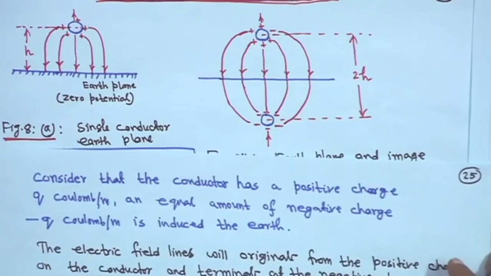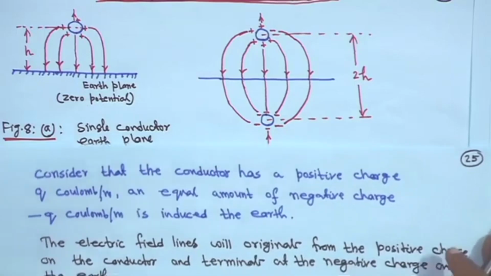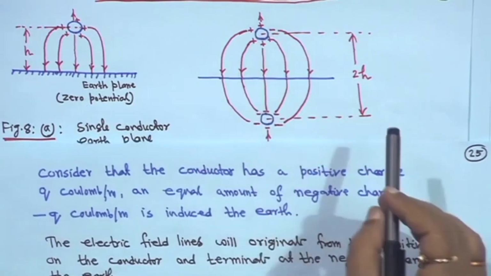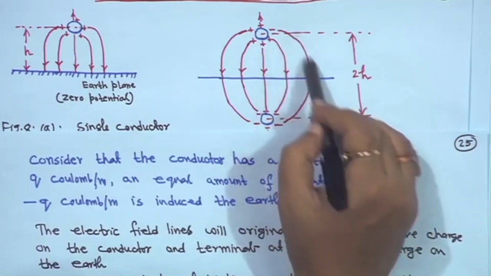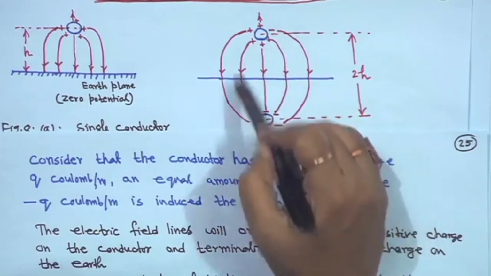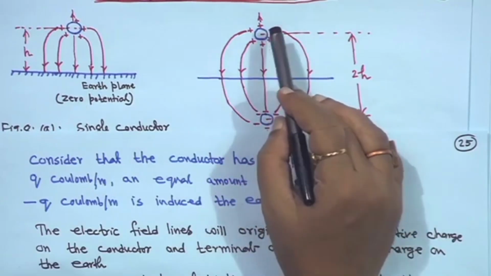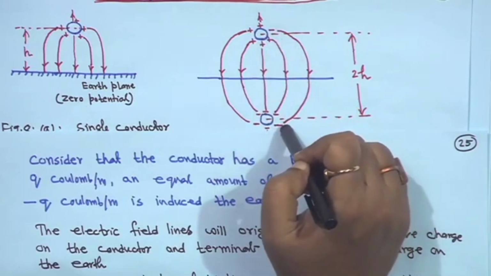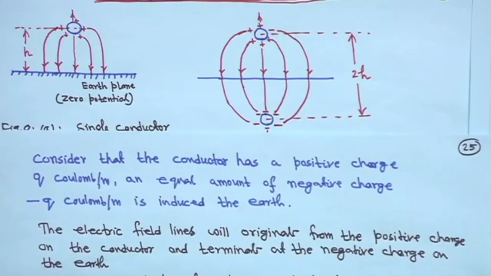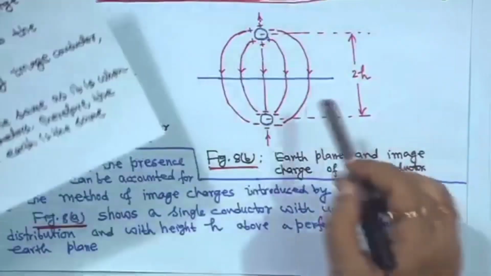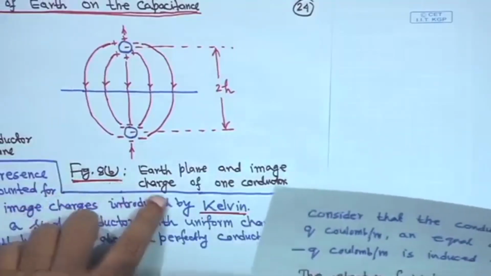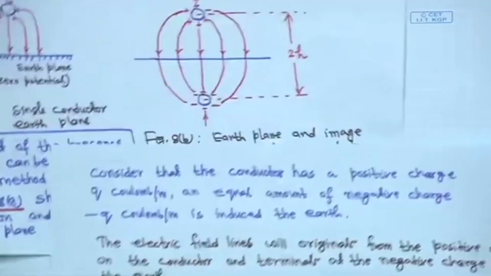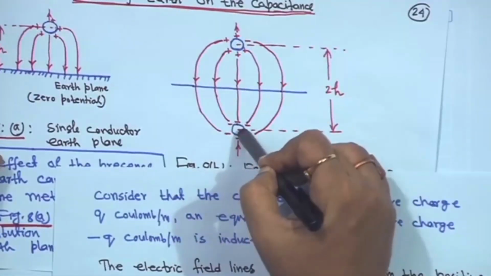Another thing is that the electric field lines will originate from the positive charge on the conductor and terminate on the negative charges. That is why it is drawn like this, originating from the positive charge and terminating here at the negative charge. Figure 8b, that means this one, shows the earth plane and the image charge of one conductor: the earth is replaced by an image conductor lying directly below the original conductor.